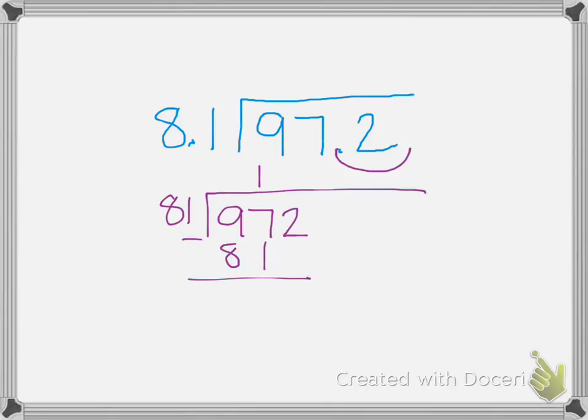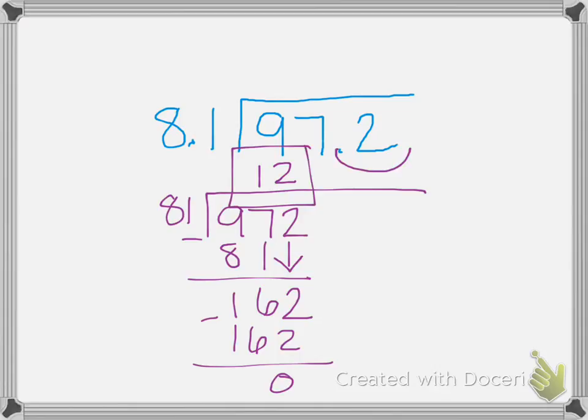Then we subtract. 7 minus 1 is 6. 9 minus 8 is 1. Bring down the 2. 81 goes into 162 2 times. 2 times 81 is 162. 0. We have nothing left to bring down. So our answer is 12.